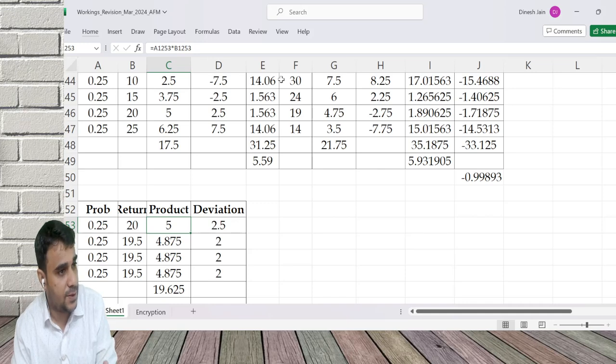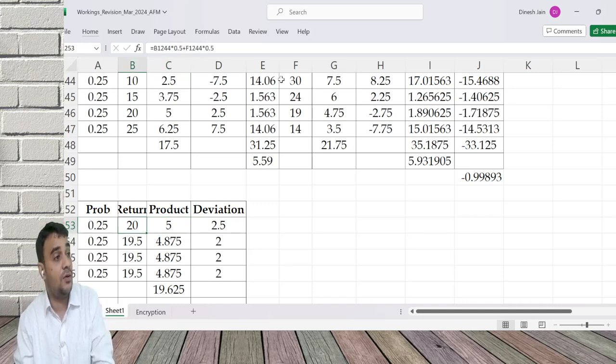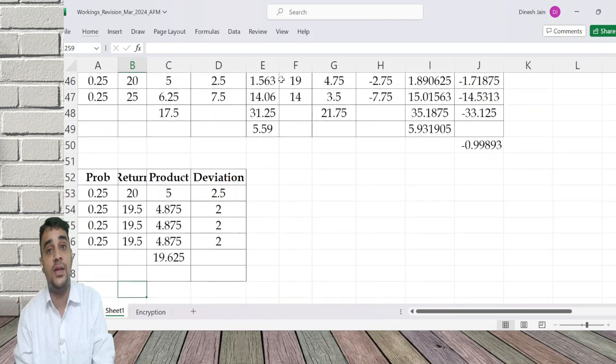When I did this, first scenario, weighted average 20%. Second scenario, weighted average 19.5%. Third scenario, weighted average 19.5%. Fourth scenario, weighted average 19.5. So I'm least bothered which scenario happens, because put together I'll either get 20 or 19.5.